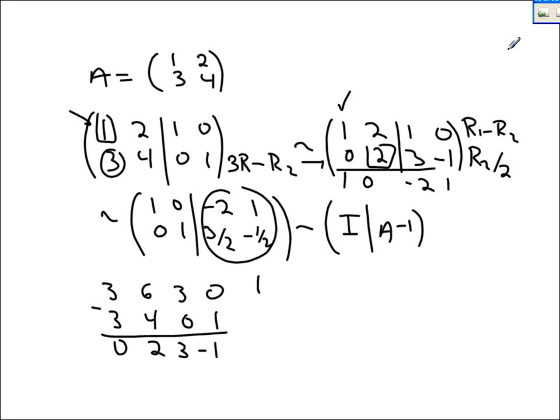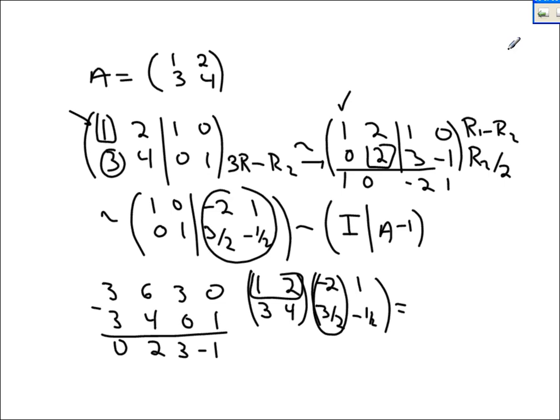If you took matrix A, and whether you put it on the left or the right doesn't matter, I multiply these two matrices, and if I am right, I will get the identity. This dotted with that. 1 times negative 2 is negative 2, and 2 times 3 halves is 3. Negative 2 plus 3 is 1. Dot the first row with the second column. 1 times 1 is 1. 2 times negative a half is negative 1. 1 plus negative 1 is 0.